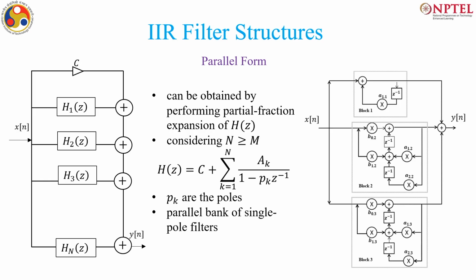Now, here I have this expression of H of z. In cascade forms, what did we get? The cascades were products of different H of z's, right? But in parallel form, typically what we get is a sum of some terms. If you see this equation, H of z can be expressed as some constant and a sum of H of z's, which I say H1 z, H2 z, H3 z up to Hn z, and then there is a constant which is just a simple multiplier, and then everything is added. So, these operations are happening in parallel and hence they are faster. The most important thing here is that typically these pk's are our poles.